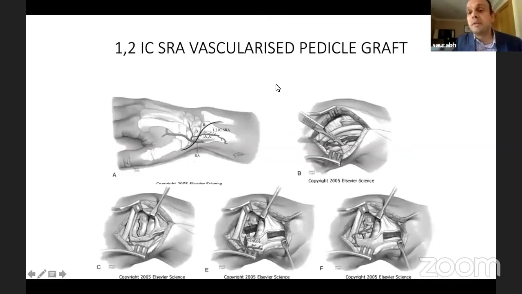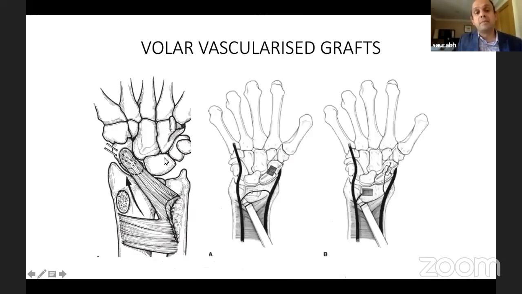Vascularized graft, I personally have no experience. I've never put one, not even assisted one. But yes, for exam purposes, you do an MRI, if there's an AVN, you can talk about vascularized graft. You can take the 1-2 intercompartmental artery from the dorsum. And similarly, you can take one from the volar also. But I don't think for all practical purposes, vascularized grafts are almost non-existent. So if you just know the name, they will not ask you to go any further.